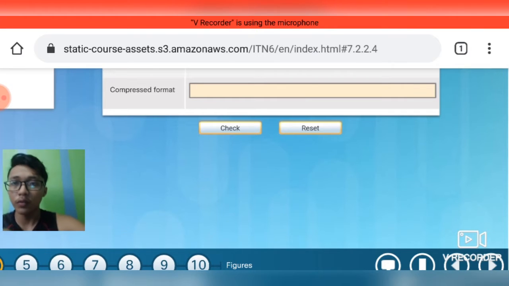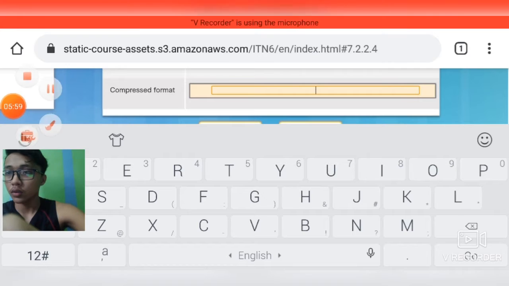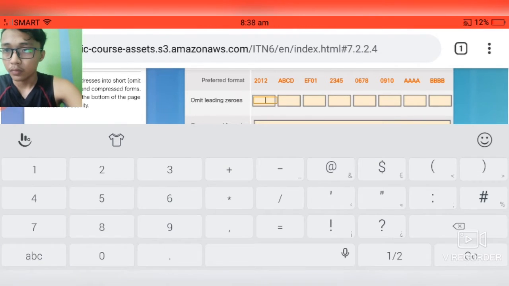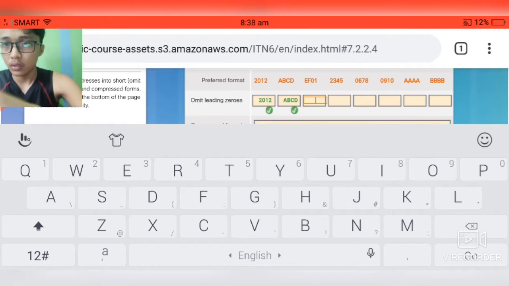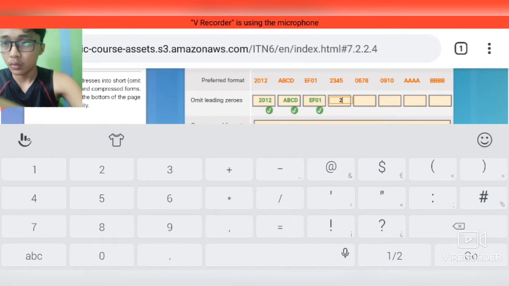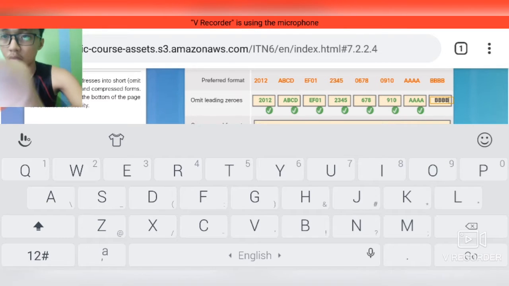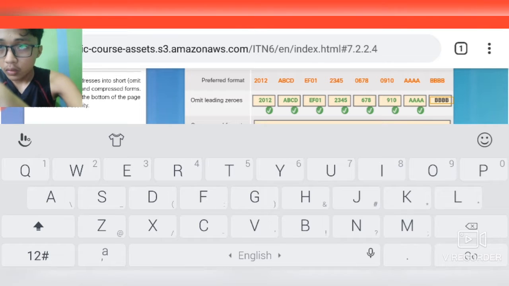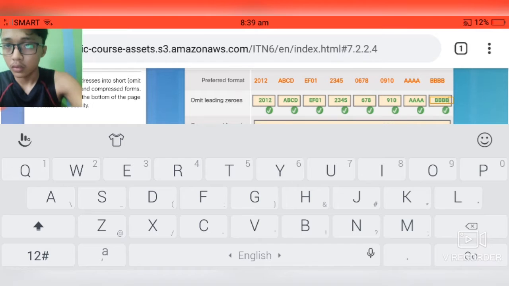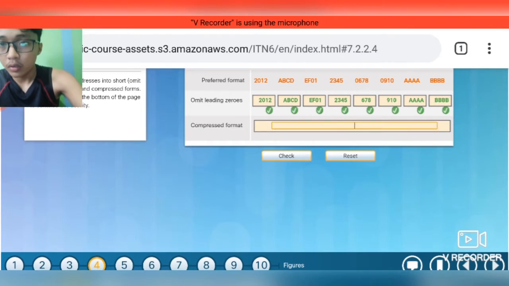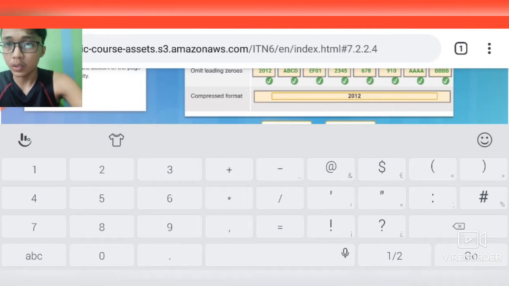Going to our fourth figure. So we are here at the fourth figure, so we're going to answer this. 2 1 2 A B C D E F 0 1 2 3 4 5 6 7 8 9 1 0 and A B B B. So here we have to enter compressed format. This would take so long.